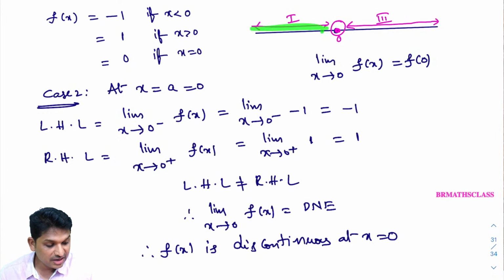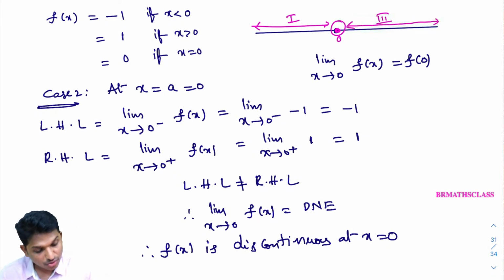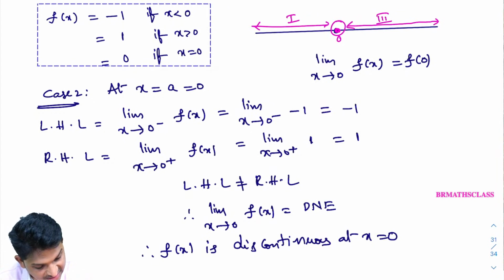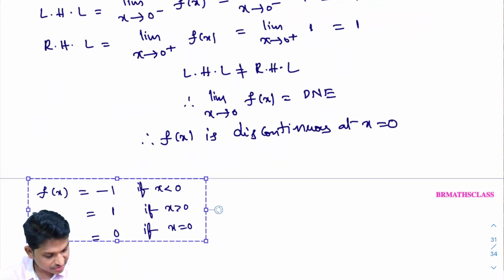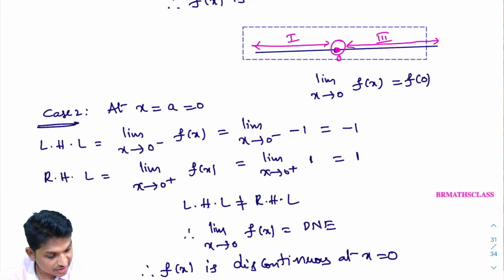Okay, so in this case, no point of discontinuity. At this point, discontinuity is there. It is discontinuous at x equal to 0. Now I need to check in this zone whether any point of discontinuity is there or not. Okay, for that I need this function. We will carry forward this one. I need this function and we will take this also along with us.